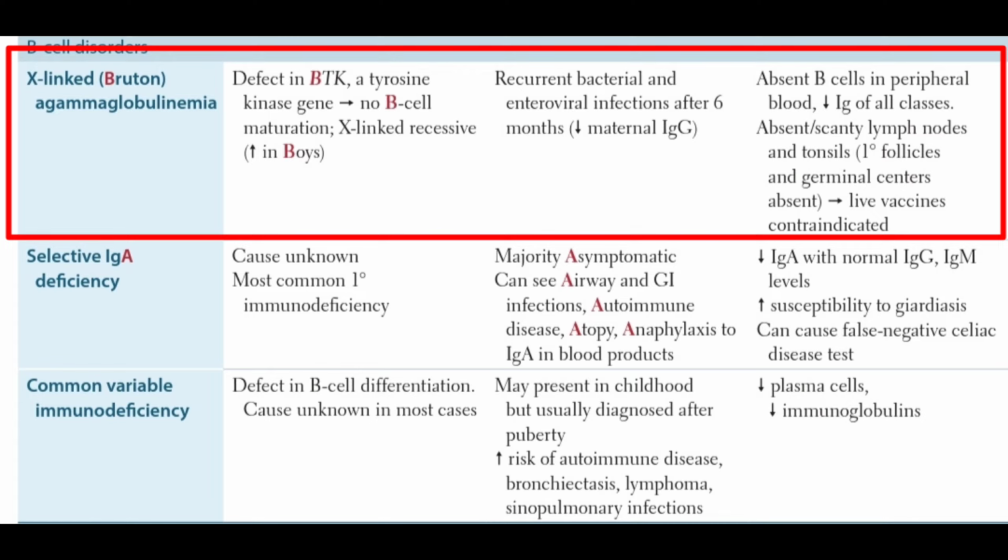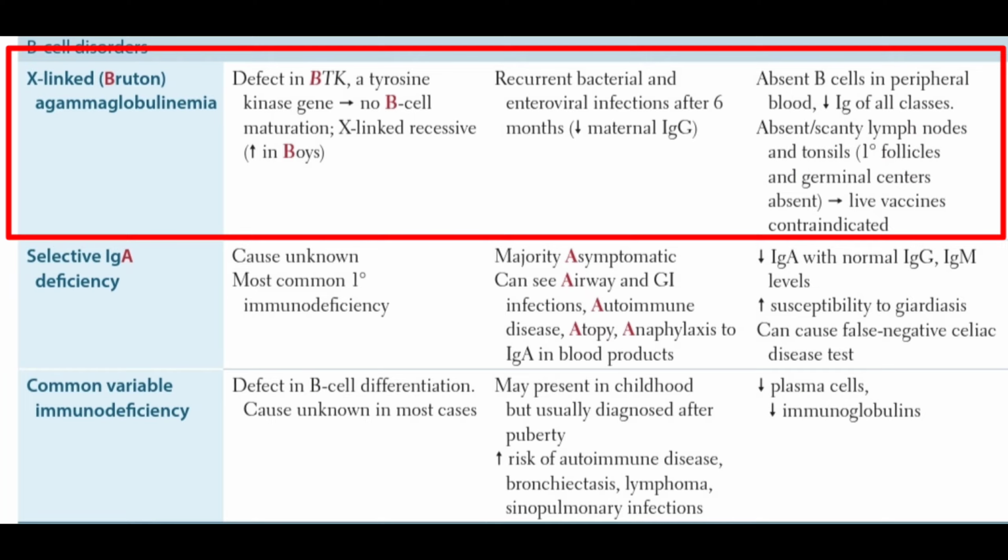So what happens is that tyrosine kinase is a gene that is required for the B cell maturation. So it is defective in X-linked agammaglobulinemia. So due to the defect in the tyrosine kinase gene, there will be no maturation of the B cell. So it will eventually lead to the immunodeficiency and a condition known as X-linked agammaglobulinemia.